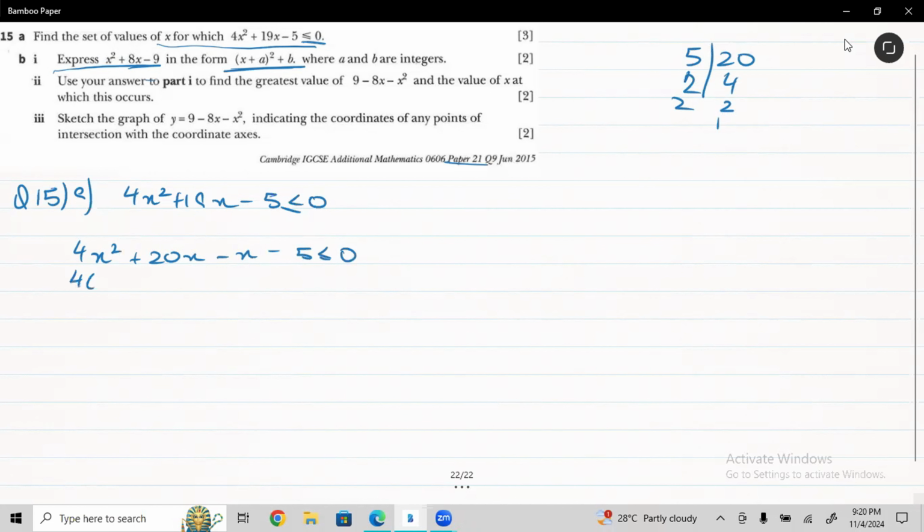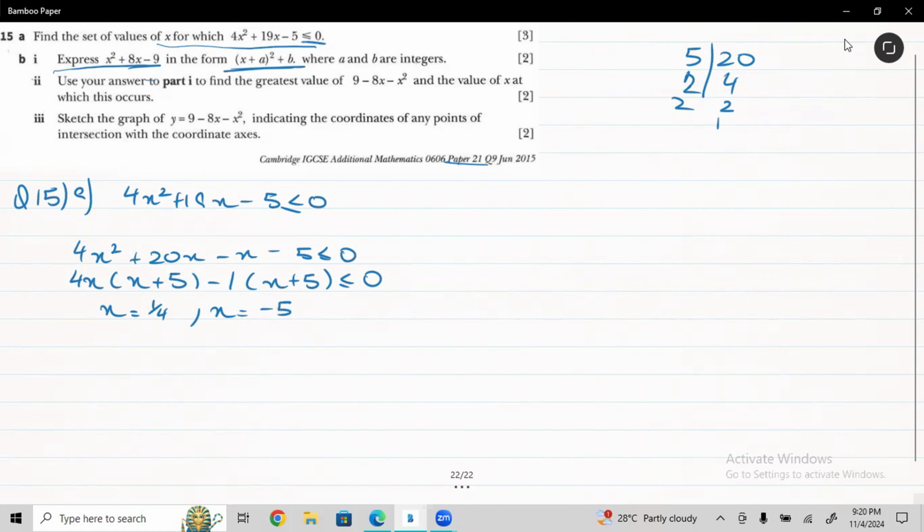Take 4x as the common factor, x plus 5, and then take minus 1 as the common factor, x plus 5, is less than or equal to 0. So we have 4x minus 1 equals 0, so x is equal to positive 1 upon 4, and x is equal to negative 5.